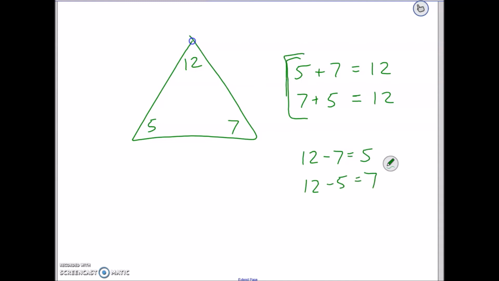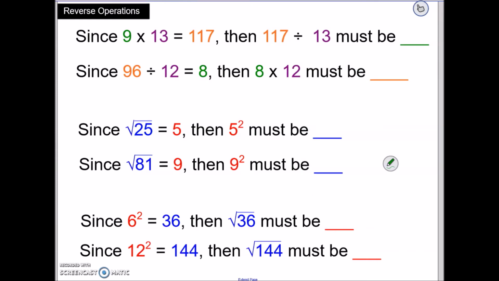So you had a group of addition problems here and a group of subtraction problems, and those were really an example of reverse operations. They're using the same numbers, but they go together in kind of an opposite way. So let's take a look at some more examples kind of like that.